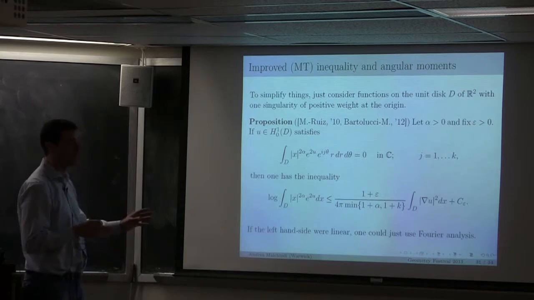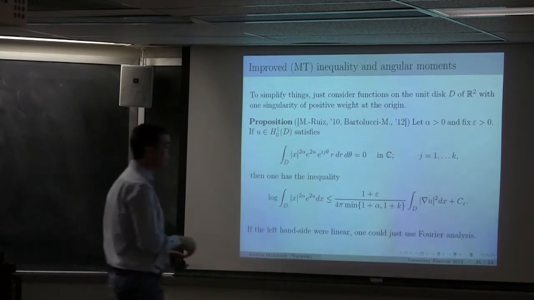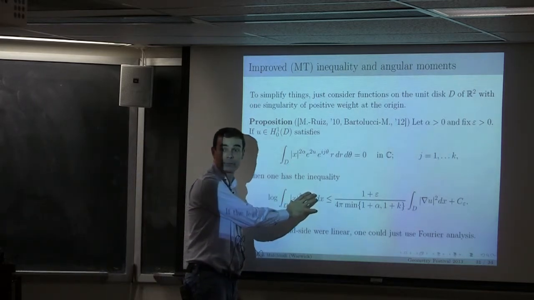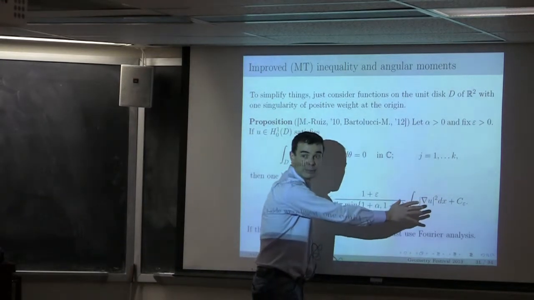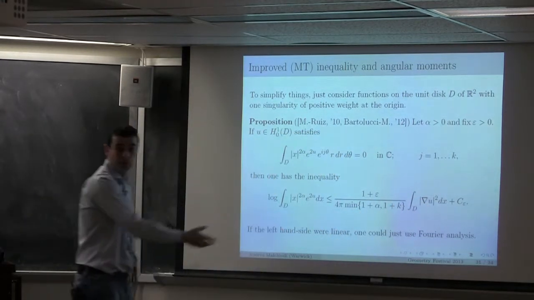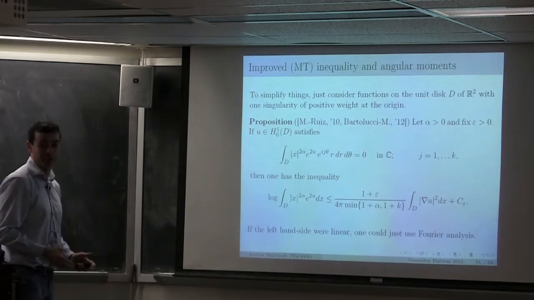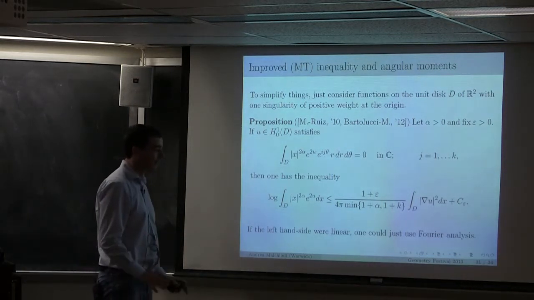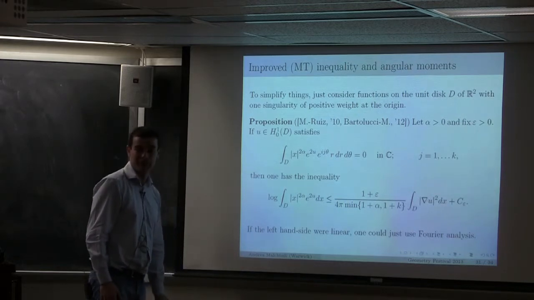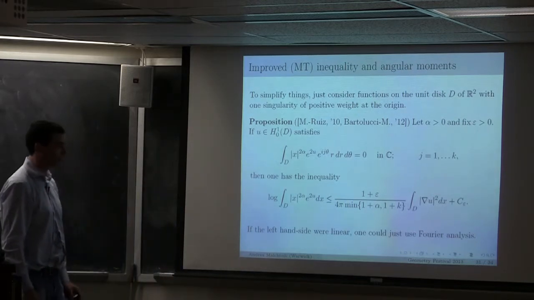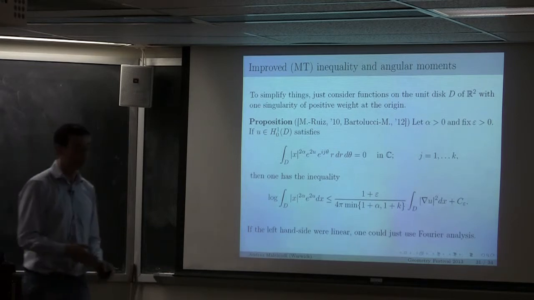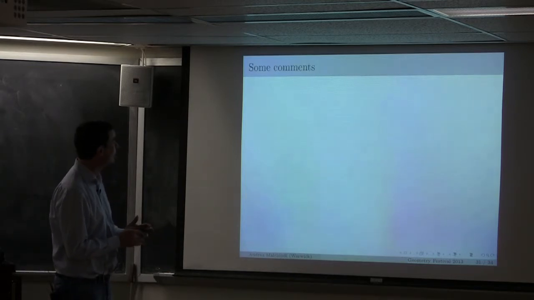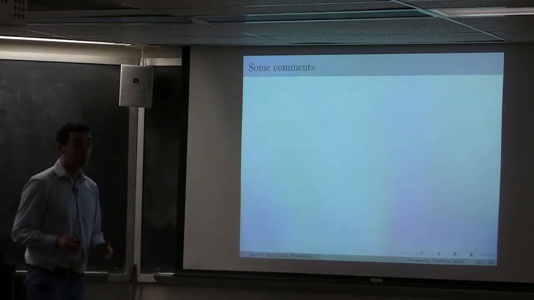If this were a linear problem, so if you had, say, the L2 norm of u here, and the Dirichlet norm here, then you would just use Fourier. But this is a sort of non-linear version. I have really no time to say anything about the proof of this result, which takes mostly a lot of pain. And yeah, I'd like to continue.